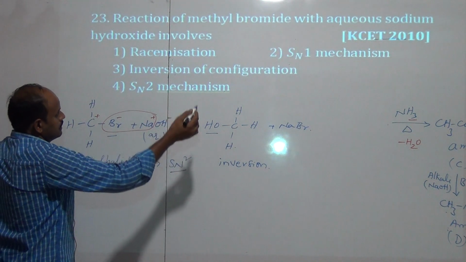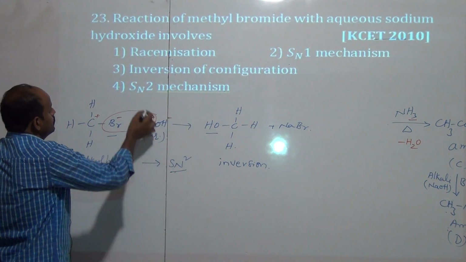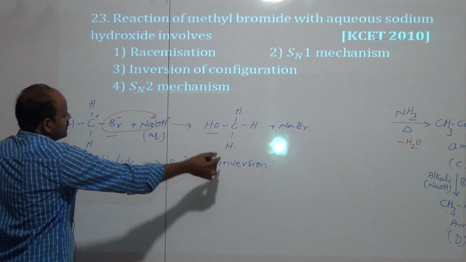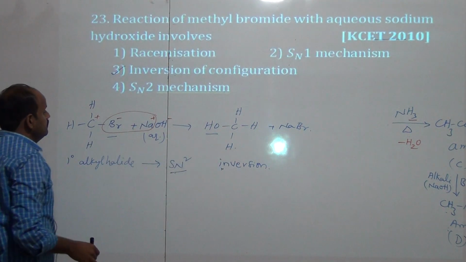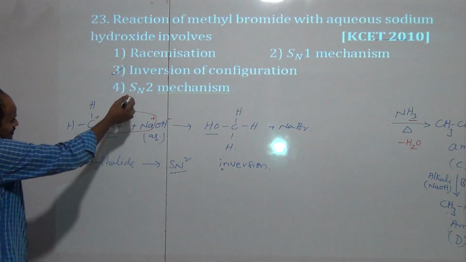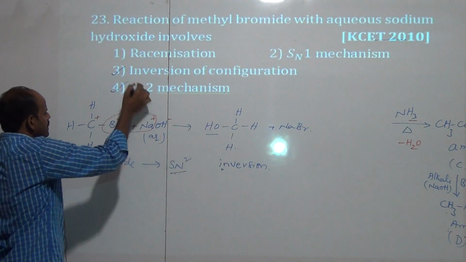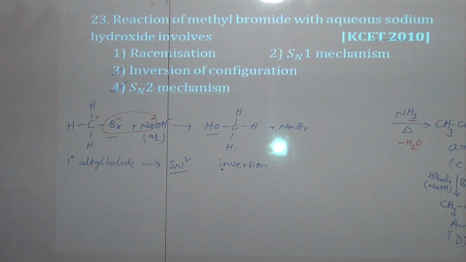Next is SN1. Is it SN1? No, it is SN2, inversion of configuration. We got inversion of configuration here, so this is correct. If you observe the fourth one, the fourth one is also correct, because it also proceeds through the SN2 mechanism only. Hence here two options are correct.